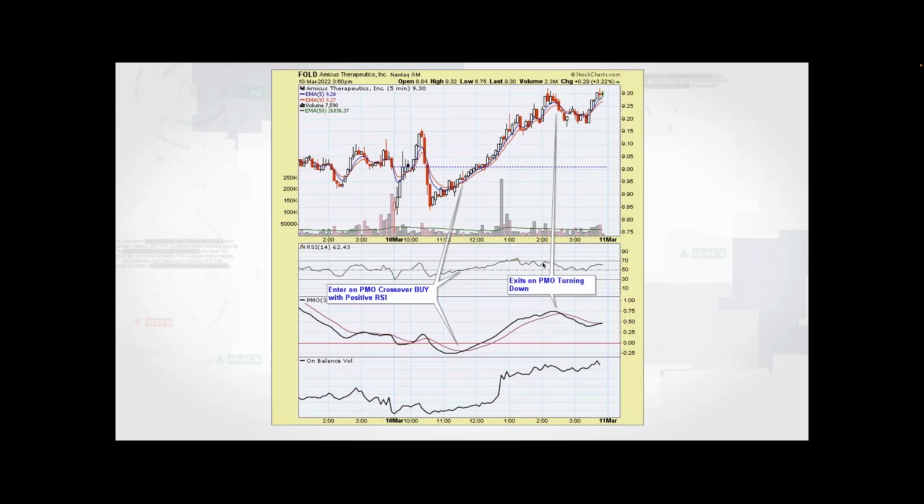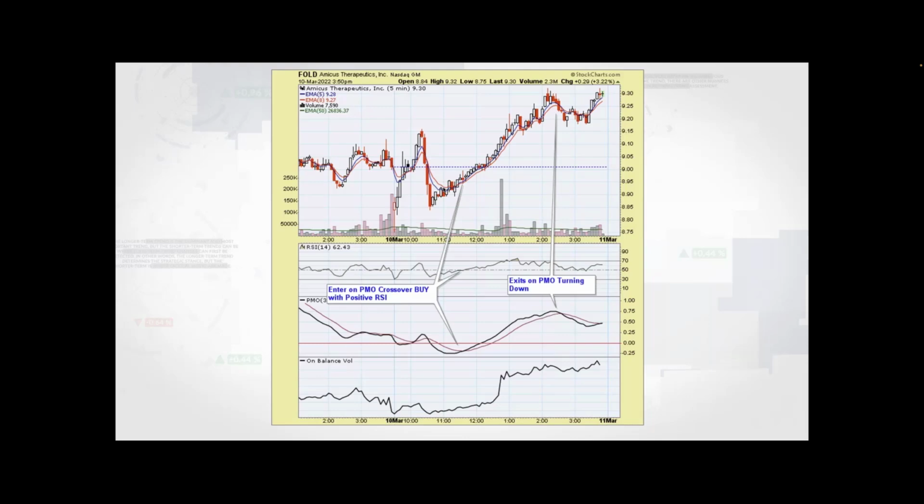The more of these you look at, the better it is. Here we have a PMO crossover buy signal combined with the positive RSI. So this gave us another buy point back here. There's the buy point, the sell point, there's some prior buy points in here, and then there's the sell point that came in off of this decline.